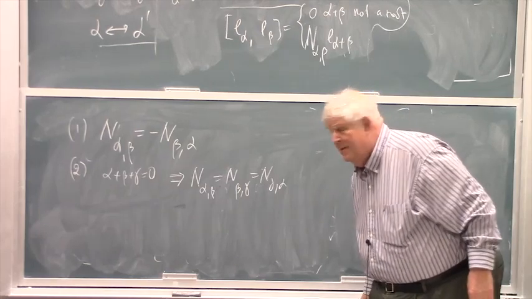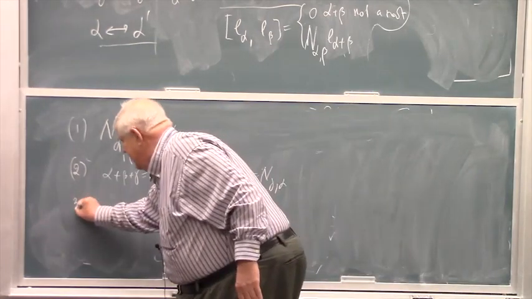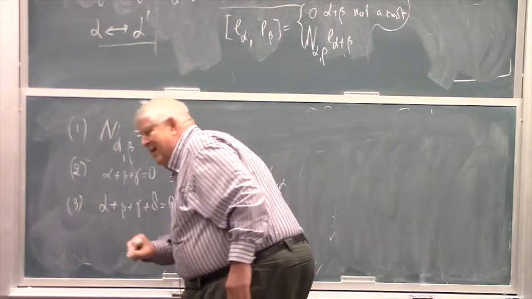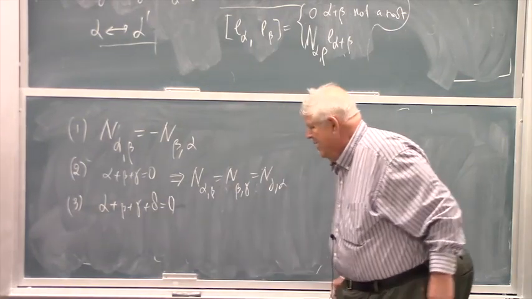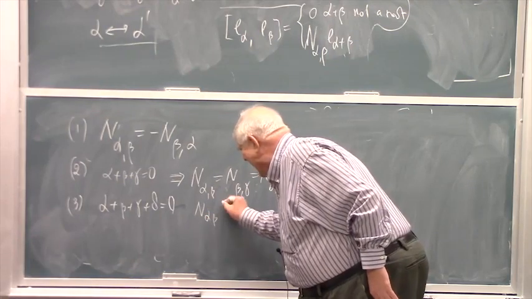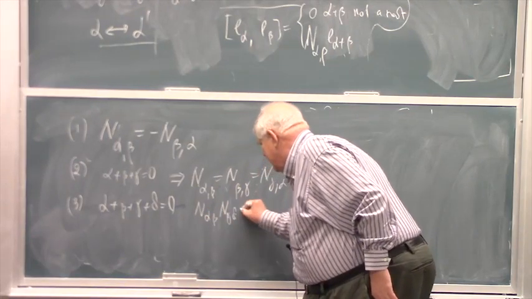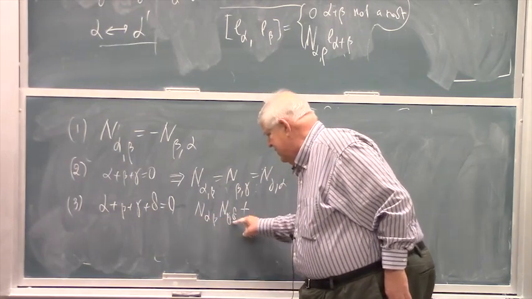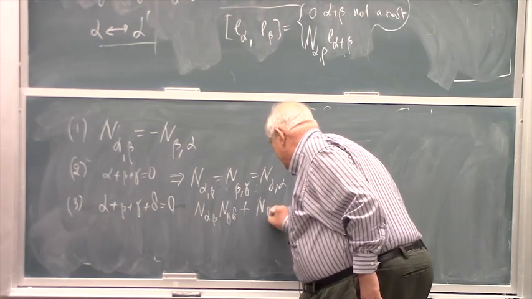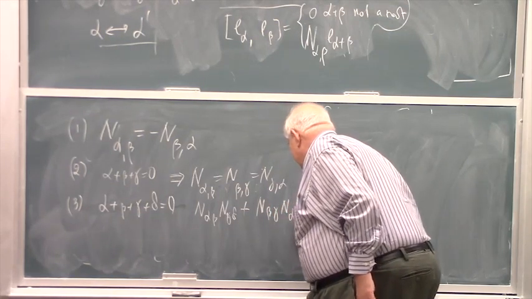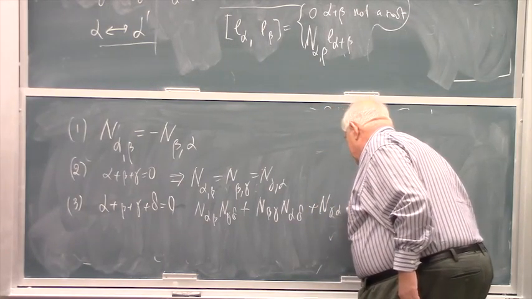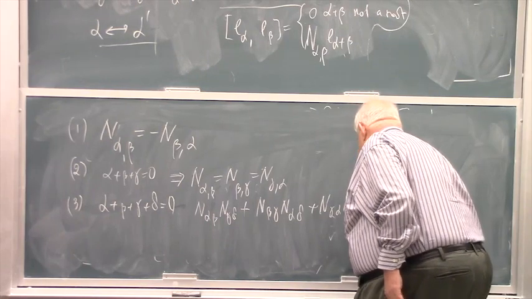Statement number 2. Statement number 3. Suppose that we have a better relation. Then the following is true: N alpha beta times N gamma delta, and then cyclic permutations with respect to alpha, beta, and gamma. So N beta gamma N alpha delta, N gamma alpha and beta delta is 0.